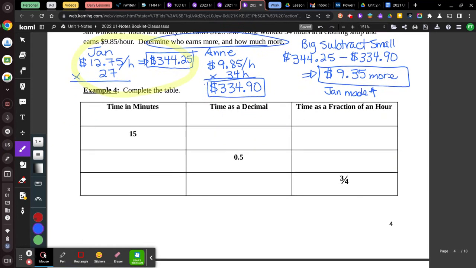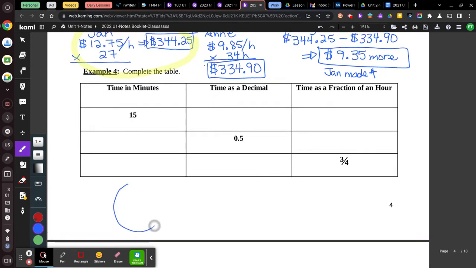All right, now we're talking time. When we want to convert time as a fraction or a decimal, we're going to look at the clock. And we're going to cut the clock into 4 pieces. So we have 9 o'clock here, 3 o'clock here, we have 12 noon, and we have 6 p.m. or 6 in the morning.